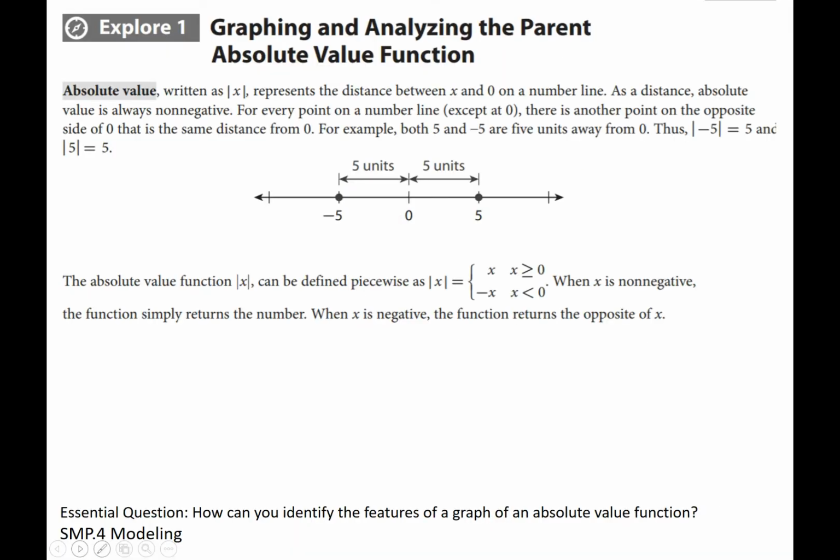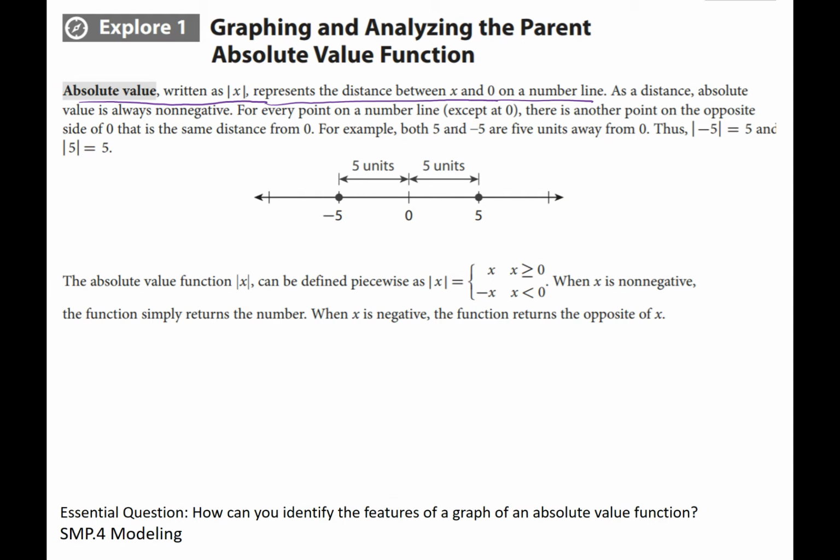All right, so the first thing we're going to do is work through the Explore one. And we're going to graph and analyze the parent function of the absolute value function. So hopefully you know this from other classes, that absolute value is written as the x bars, and it represents the distance between 0 and x on the number line. As a distance, absolute value is always non-negative, so we tend to think of it as always a positive number.